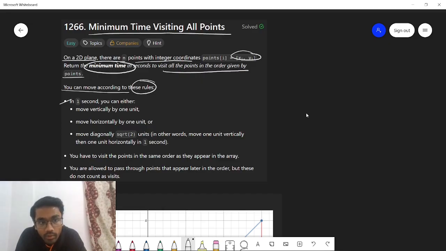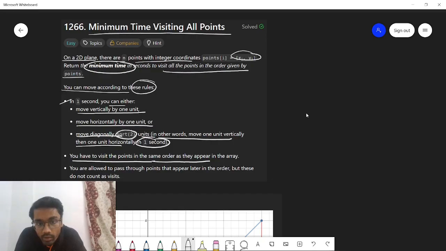So in 1 second you can either move vertically by 1 unit, move horizontally by 1 unit or move diagonally square root of 2 units. Or in other words, move 1 unit vertically then 1 unit horizontally in just 1 second. In the end, you have to visit the points in the same order as they appear in the array. You are allowed to pass through points that appear later in the order, but these do not count as visited.